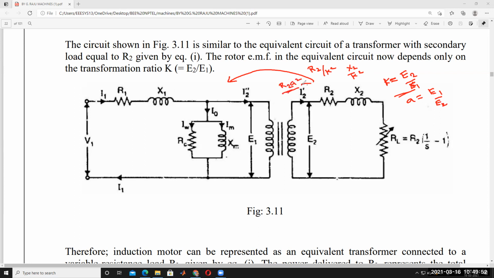If you want to take A as the turns ratio, this is for the transformer. This is for the induction motor, so only the concept of induced EMF from the primary side and secondary side, that's why we take K. Then X2 by K square. Like that, R2 dash also becomes R2 by K square, and R2 by K square into 1 by S minus 1. When it is converted into the primary side, that is called RL dash. Am I right?